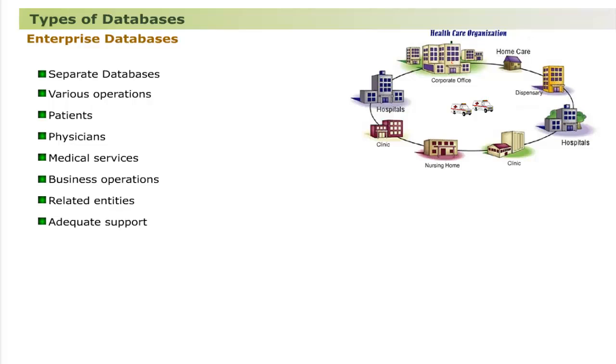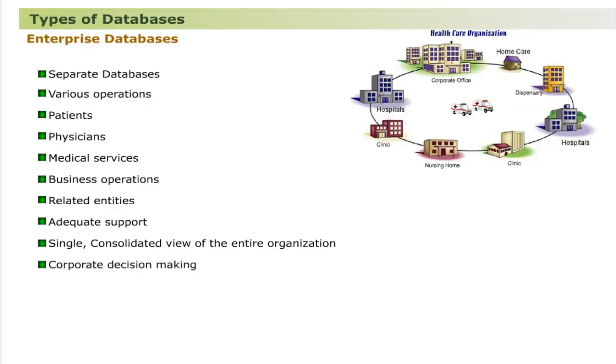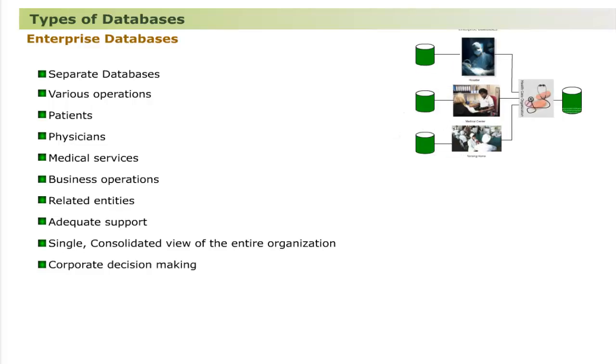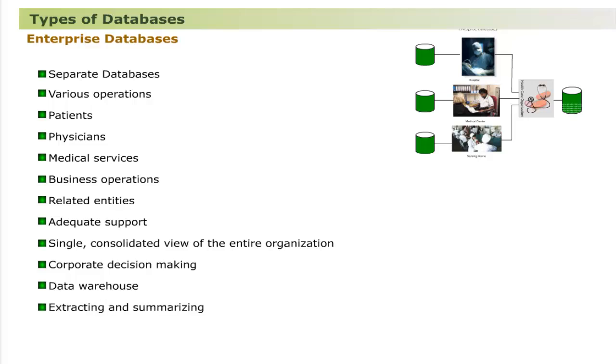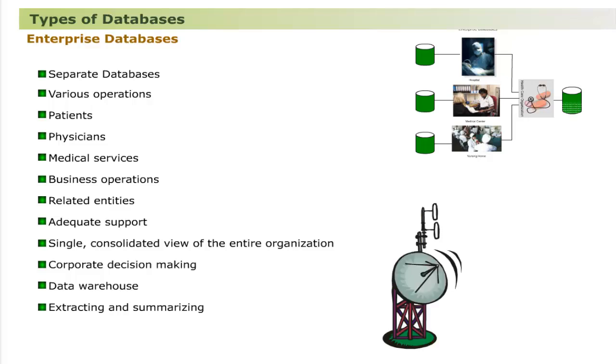However, the organization has increasingly realized the need for a single consolidated view of the entire organization. This body of data is required for corporate decision making. Therefore, the organization creates a data warehouse maintained at the corporate office. Data in the data warehouse are derived by extracting and summarizing data from the individual databases on a periodic basis and transmitting those data by means of a telecommunications network to the corporate data warehouse.